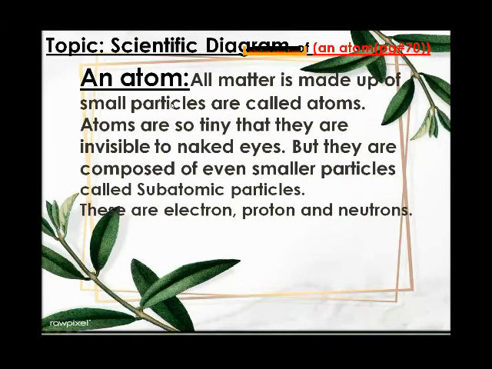जितने भी matter है वो सब छोटे छोटे particles से मिलके बने हैं, are called the atoms. Clear? Atoms are so tiny that they are invisible to naked eyes. But when we use a microscope, we can observe them. But they are composed of even smaller particles called the subatomic particles. Okay? Atomic particles are called subatomic particles.